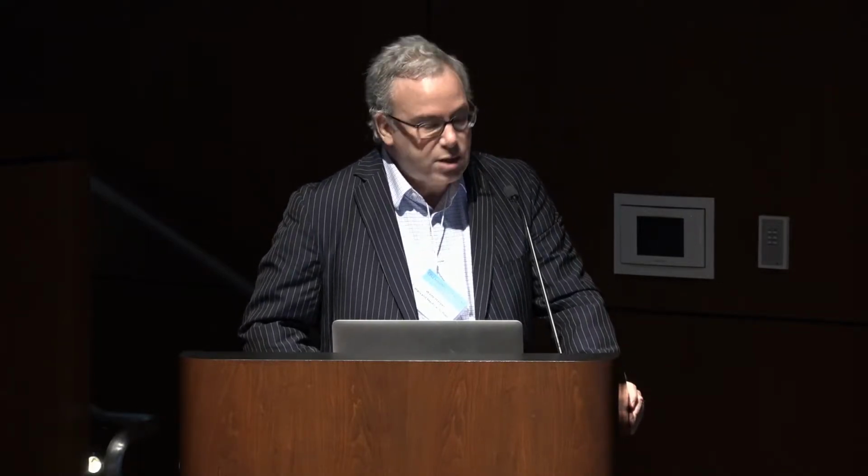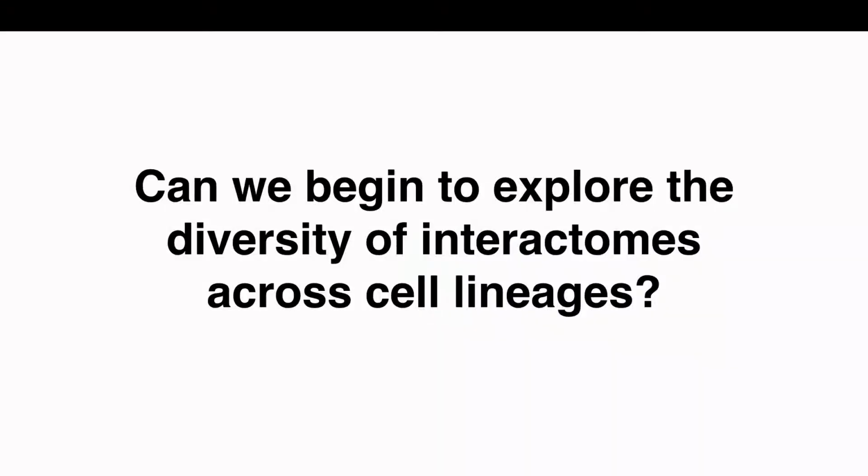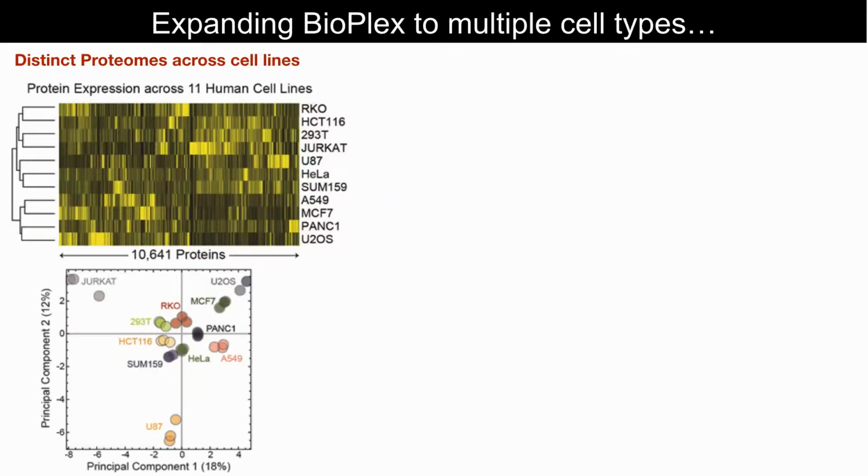Okay, so the question I want to now address for the rest of the talk is, can we begin to explore the diversity of interactomes across cell lineages? So we wanted to get a second interactome in a different cell type. And so we spent a fair amount of time testing different cells, determining their total proteomes, trying to understand what the diversity of proteomes was for cells that we thought we could potentially use in the lab to get a second network.